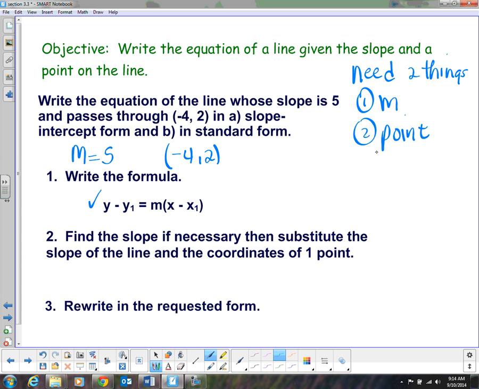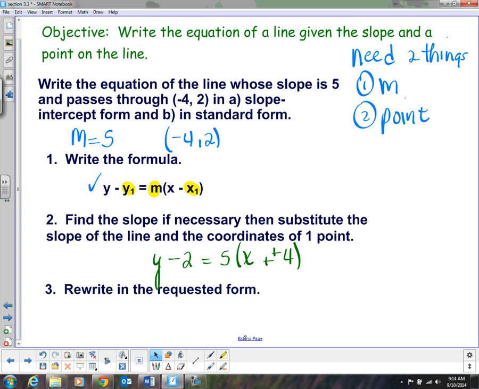Have they given me everything I need? So remember, we substitute into the subscripted variables and your slope. So this is going to become y minus the y value is equal to slope times x minus the x value. Minus and minus makes plus. Okay, so that's plus and positive. Now, I wrote the formula. Then I substitute if necessary, which I did. That's the second part. Now it says write in the requested form.